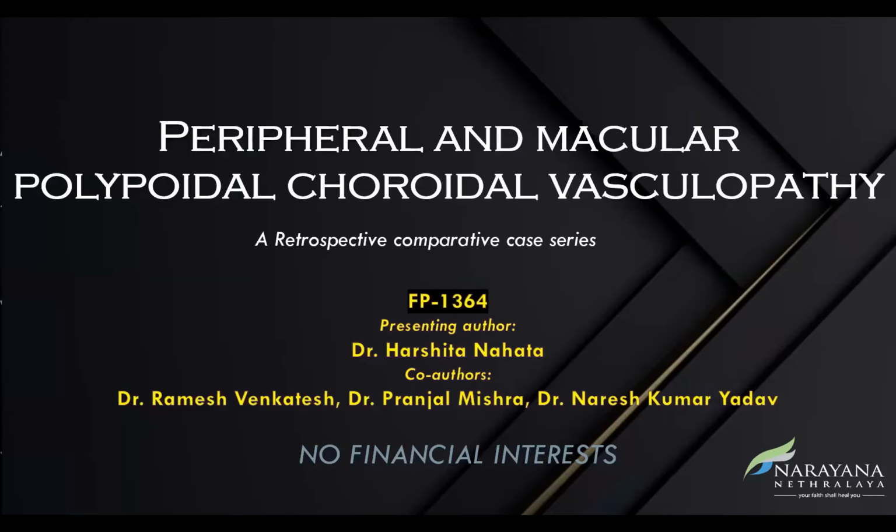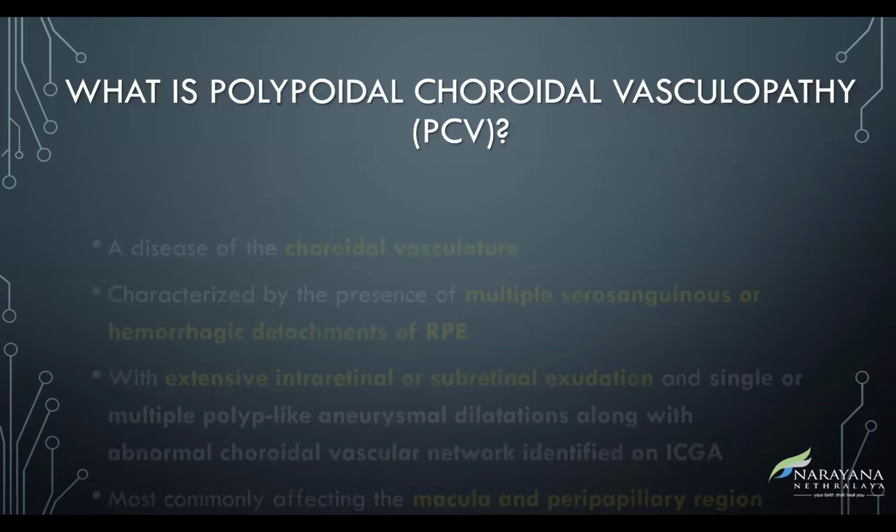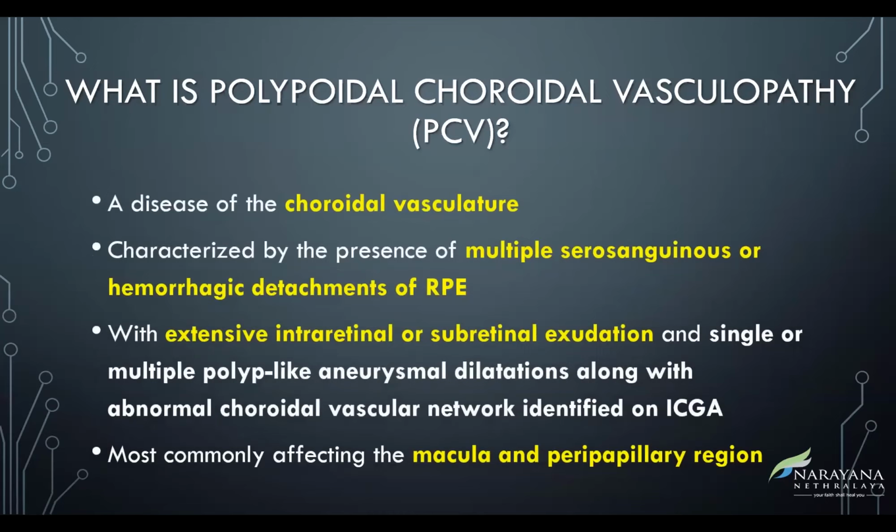My free paper 136564 is on peripheral and macular polypoidal choroidal vasculopathy, or PCV, and it's a retrospective comparative case series. Now, what exactly is PCV? It is a disease of the choroidal vasculature, characterized by the presence of multiple pseudosanguinous or hemorrhagic detachments of the RPE with extensive intraretinal or subretinal exudation, commonly affecting the macula and the peripapillary region.